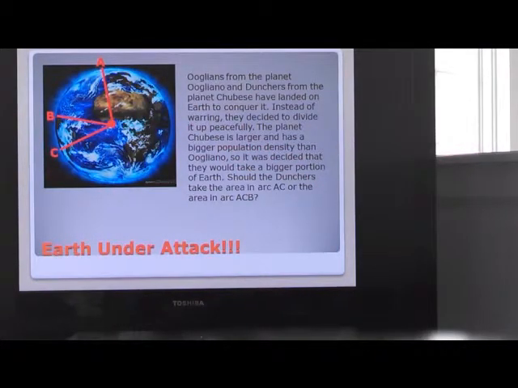Uglians from the planet Ugliano and Dunchers from the planet Chibis have landed on Earth to conquer it. Instead of warring, they decided to divide it up peacefully. The planet Chibis is larger and has a bigger population density than Ugliana, so it was decided that they would take a bigger portion of Earth. Should the Dunchers take the area in arc AC or the area in arc ACB? They should take the area in arc ACB because it is a major arc and it has more area.